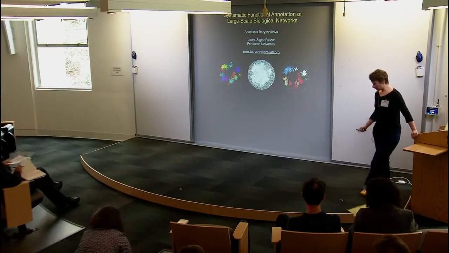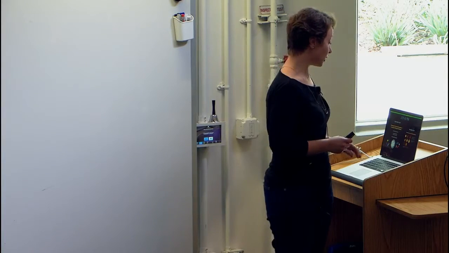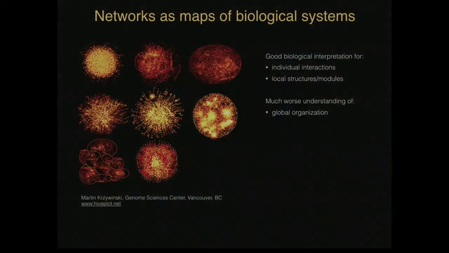So today I'm going to talk a little bit about, under a more general title, Systematic Functional Annotation of Large-Scale Biological Networks. As we all know, people in this room, in the last decade or so, as a field, we have accumulated a very large number of biological networks. These networks map all sorts of relationships between genes.